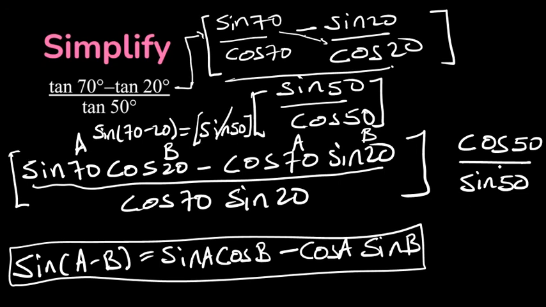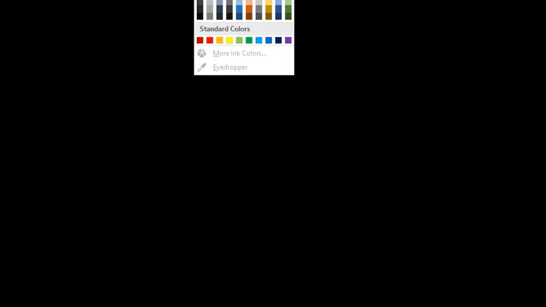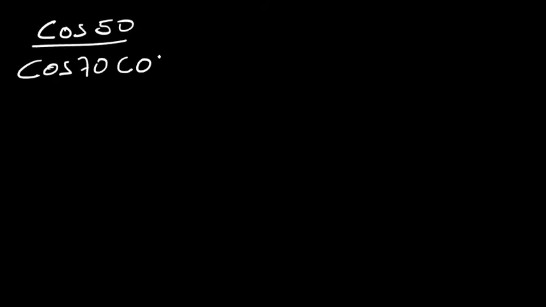Sine 50 will be cancelled with sine 50 here because we are multiplying, and diagonal terms will be cancel each other in case of multiplication. Okay, now let's go to the next page. In the numerator we have only cos 50, in the denominator cos 70 sine 20. Let's do that. Cosine of 50 over cos 70 cos 20 we have.